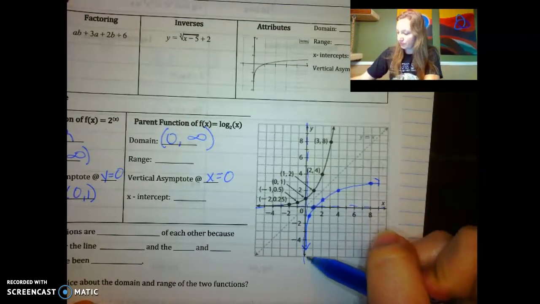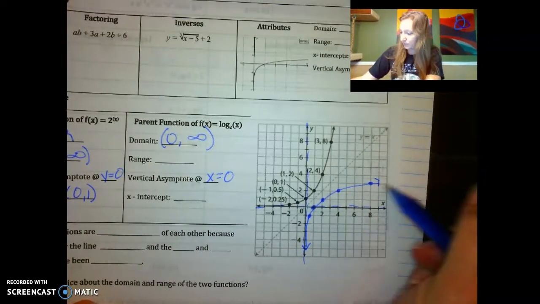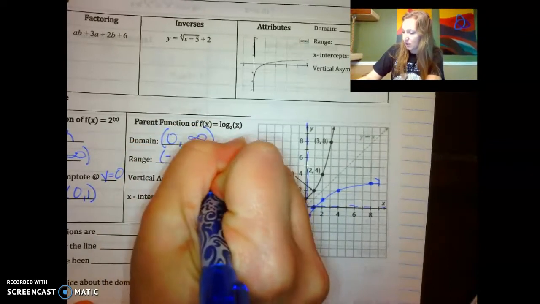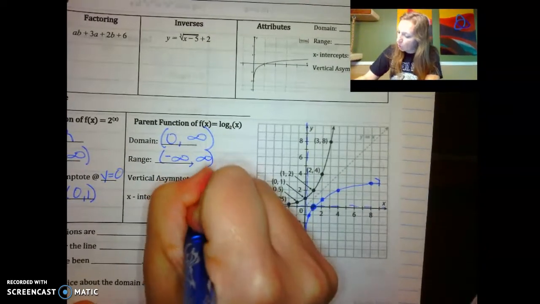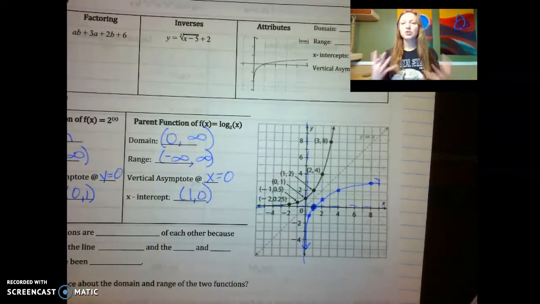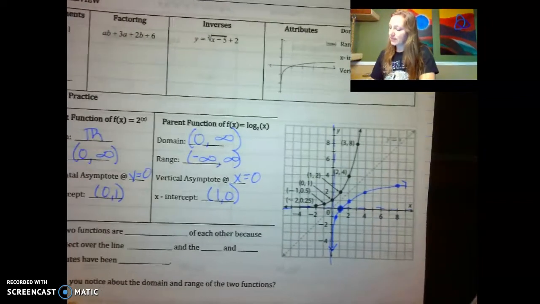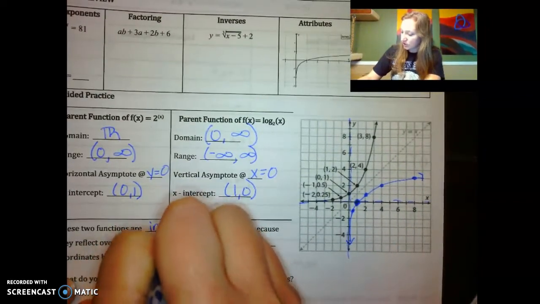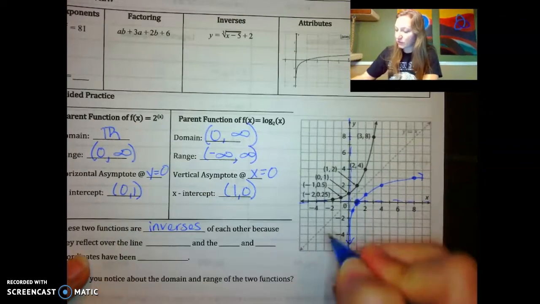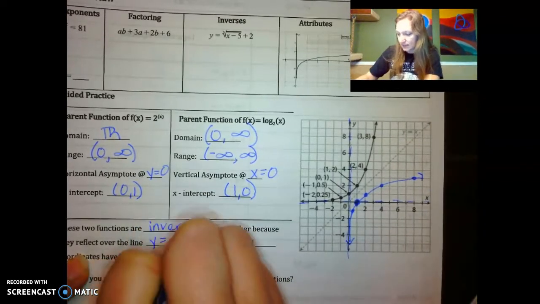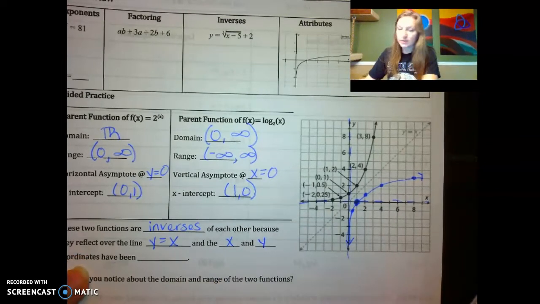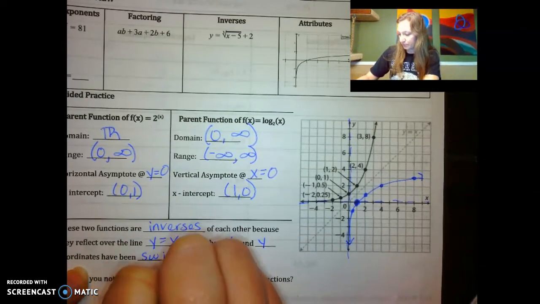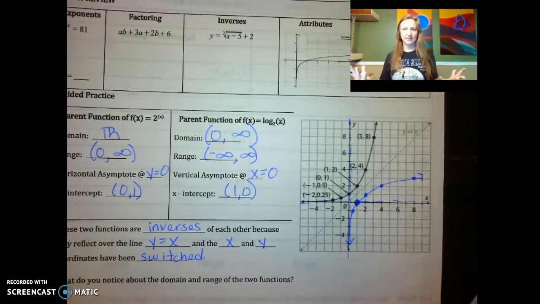The range, how low does it go? Negative infinity to positive infinity. So again, this is going to be all real numbers. We have a key point right here, an x-intercept at 1, 0. So I want you to look at the connections of these two functions. These two functions are inverses of each other because they reflect over the line y equals x, as all inverses do. And the x and y coordinates have been switched. Just like all inverses that we studied this year. Those are the relationships that they have.